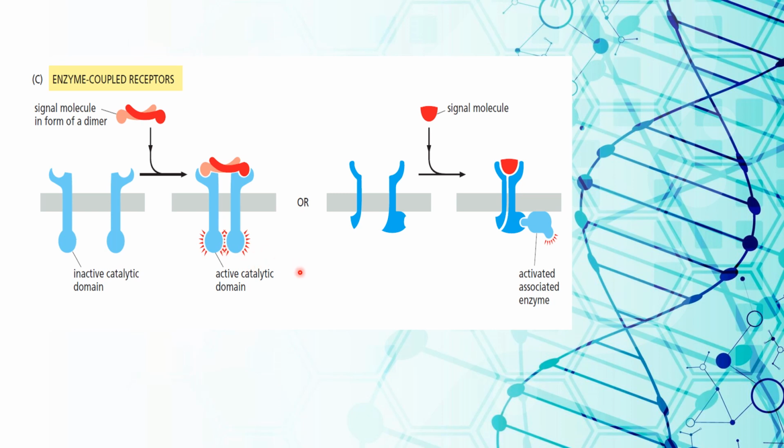Now, it may be a signaling molecule in the form of a dimer, or it may be simply a signaling molecule. In both of these cases, it may lead to the activation of catalytic activity, which may be within the cytosolic domain of this receptor, or it may lead to the activation of an enzyme that may be associated with the receptor. So the property may not be with the receptor itself, it may be with a separate enzyme, but ultimately it is associated with this receptor. That is how the enzyme coupled receptors work. We'll talk about these receptors in detail ahead.